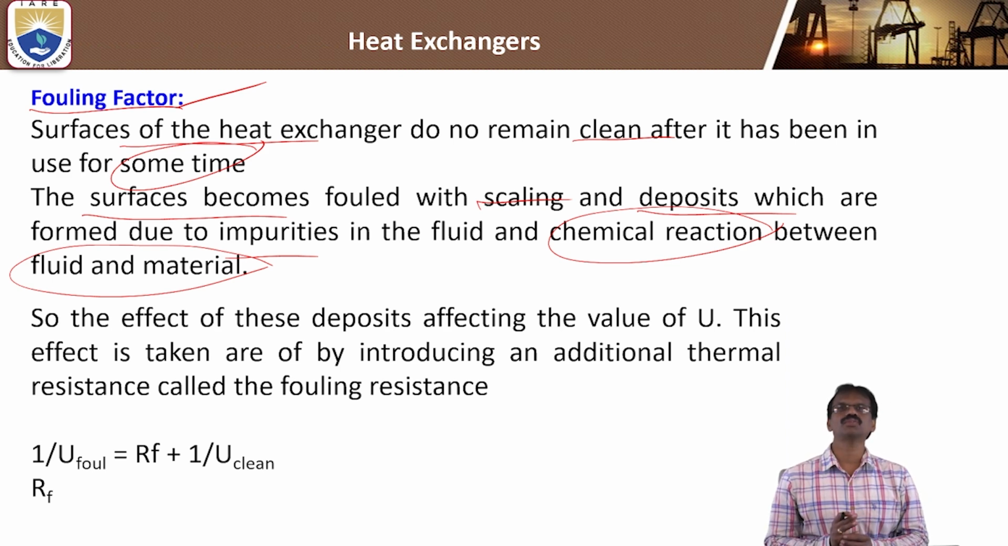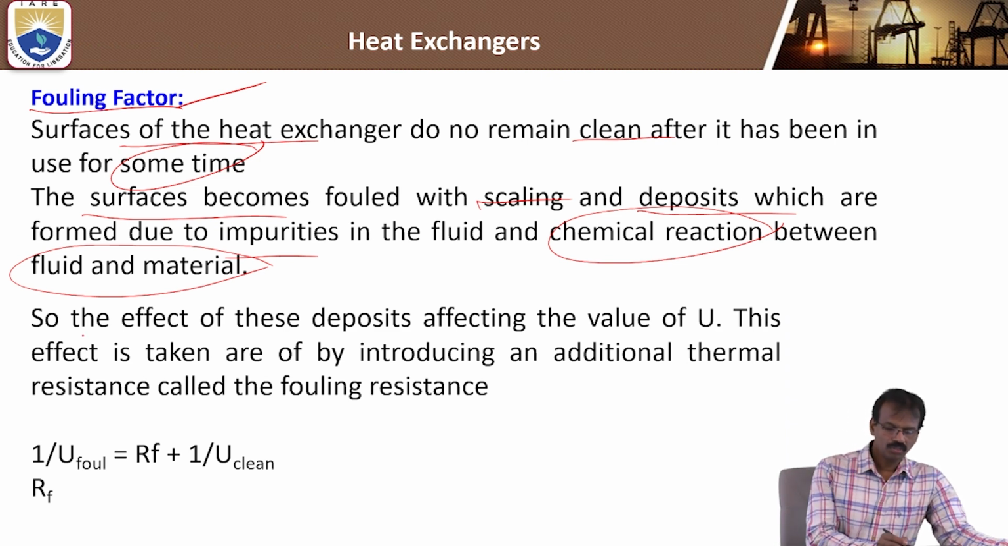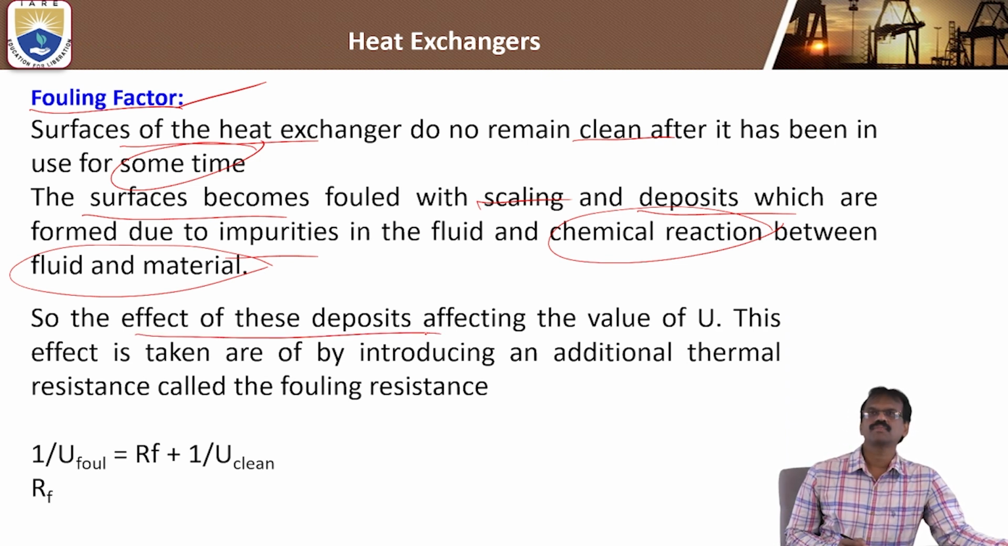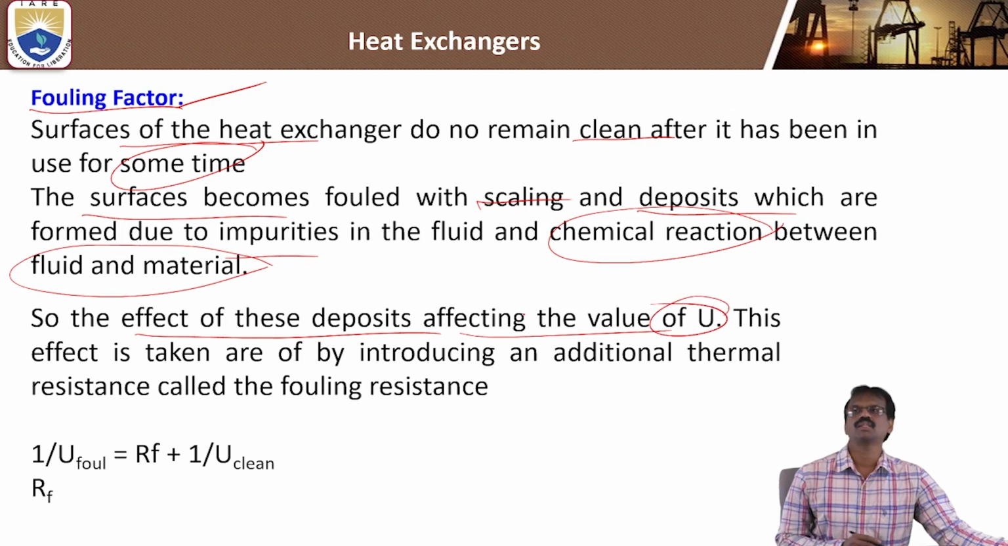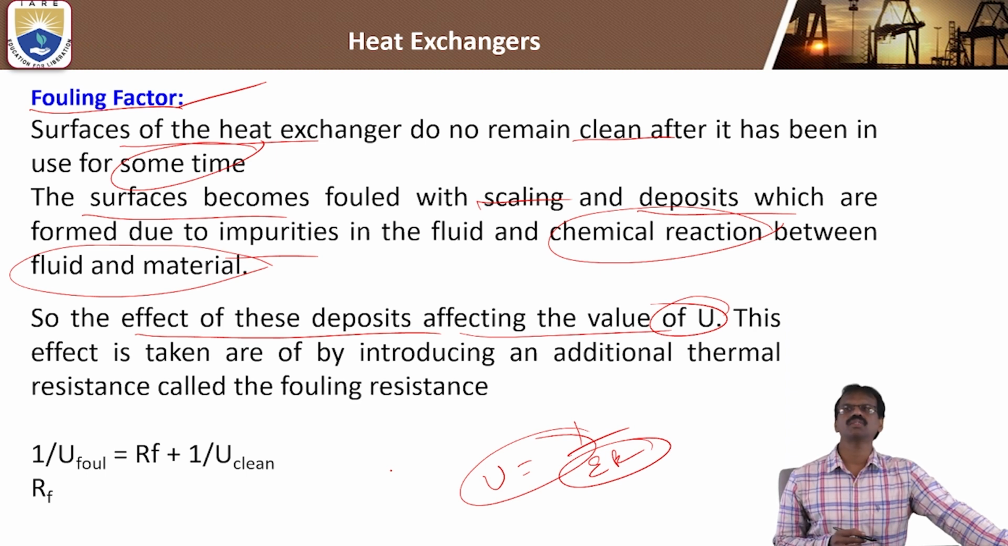So we have to address those problems. We have to consider those resistances which occur due to the fouling factor, the fouling problem. The effect of these deposits affects the value of the overall heat transfer coefficient. Because the overall heat transfer coefficient is nothing but 1 by sigma R, the thermal resistance will be influenced, and automatically the overall heat transfer coefficient will also be influenced.